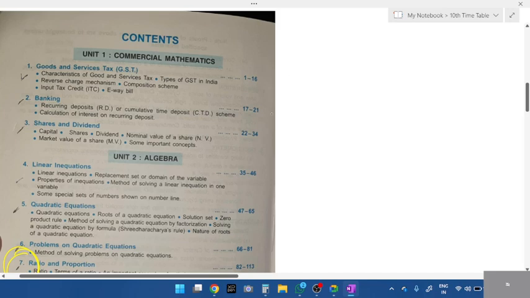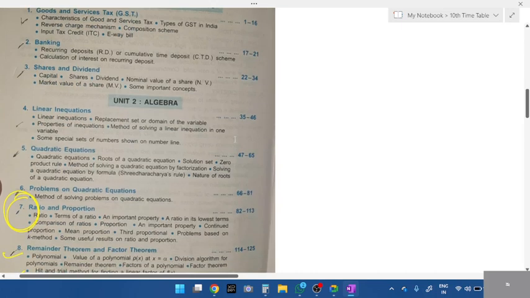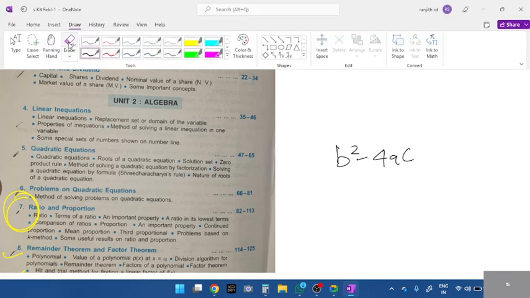Okay, GST, banking, shares and dividend, linear inequation, quadratic equation. I'm not going to explain any of this. All of this I've explained. Quadratic, even this one. What is that? Roots equation, b square minus 4ac. That is roots question. Fine, in that one or two questions I'll make you all solve. We'll do that later.